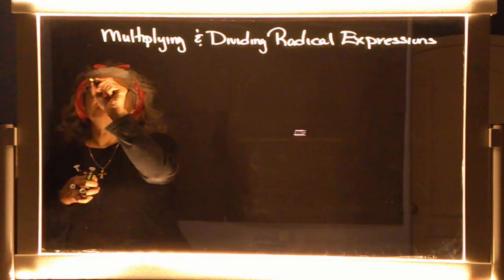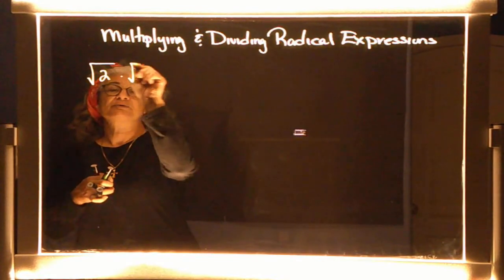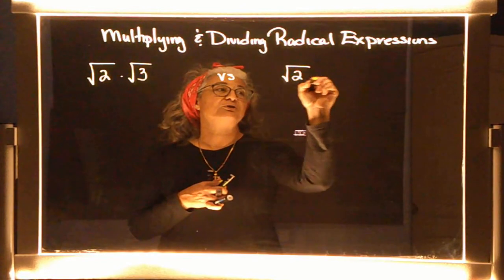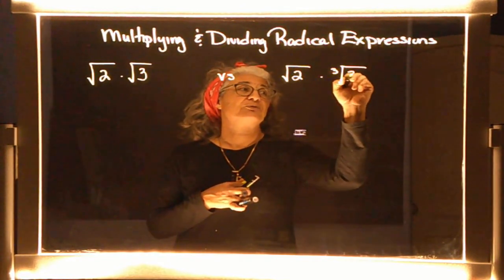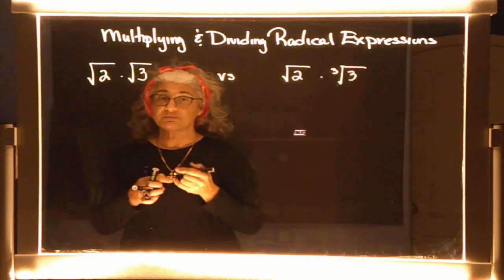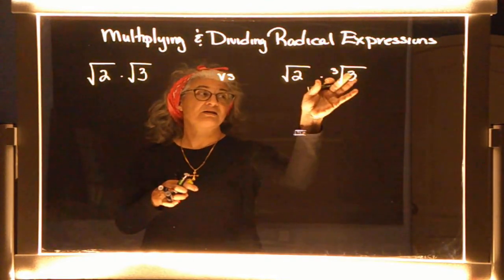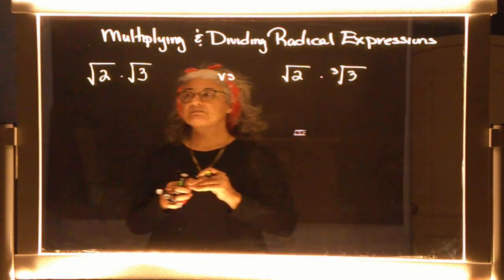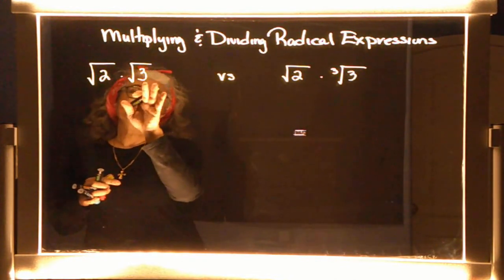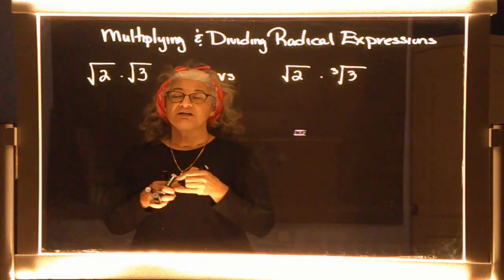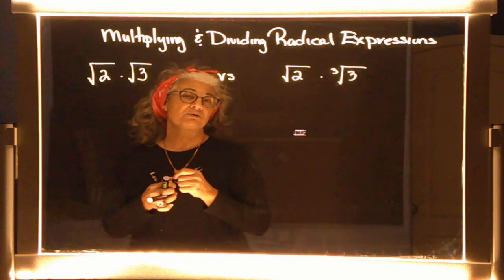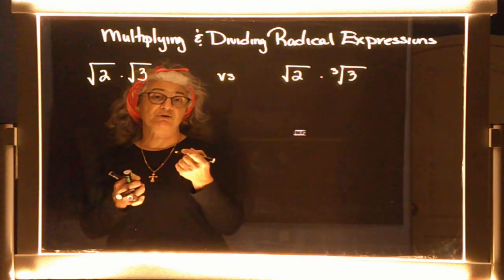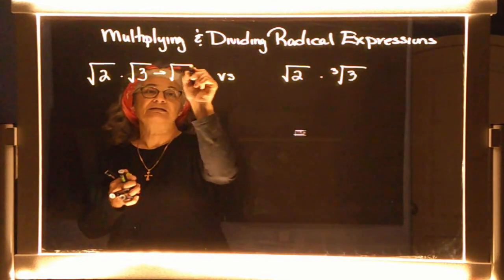I'm going to look at multiplying square root of 2 times the square root of 3 versus multiplying square root of 2 times the cubed root of 3. All right? So clearly, these are different roots. These roots are the same. A square root times a square root, they're both the same root. So you can multiply the what? The 2 and the 3, which would give you the square root of 6.